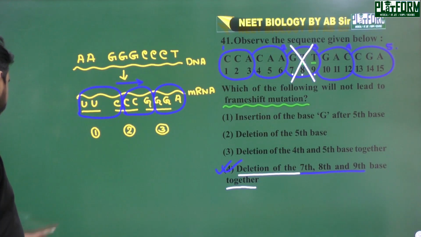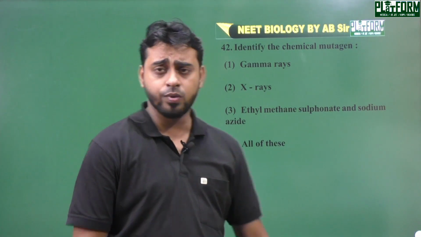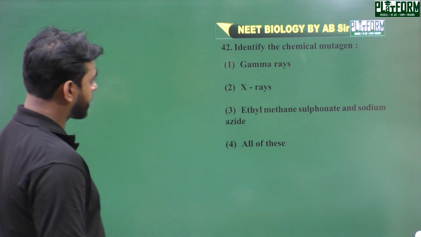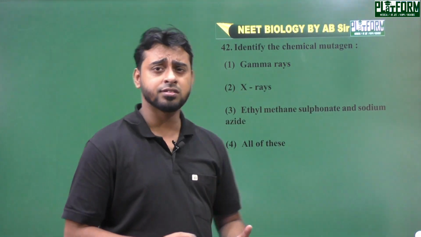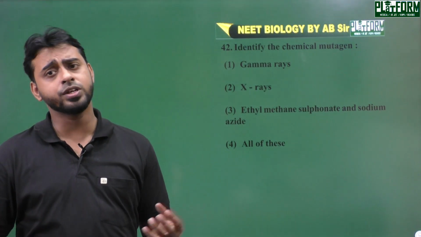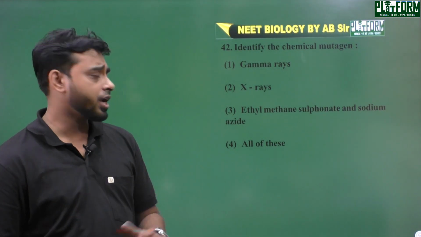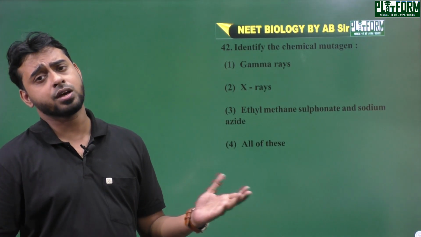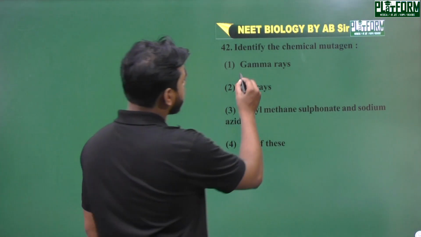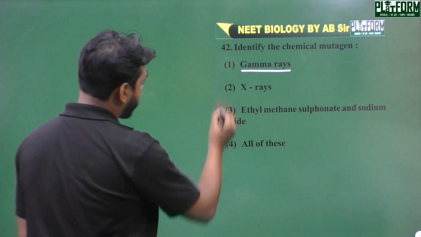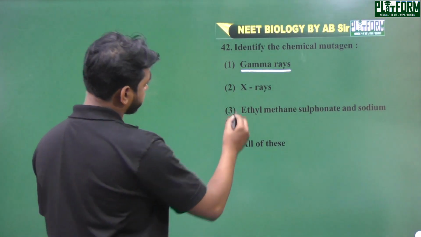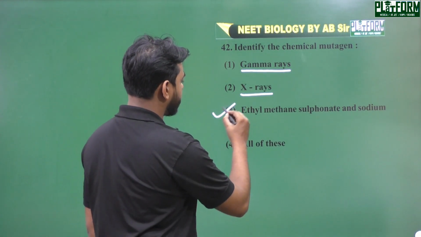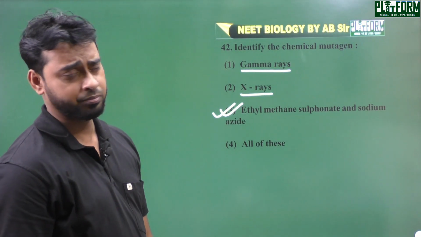Now move to our next question. This is another very simple type of question: identify the chemical mutagen. As I have already discussed, mutagens are the agents which cause mutation. There are several types of mutagens available. One is a physical mutagen and another one is a chemical mutagen. So here X-ray is an example, gamma ray is an example of the physical mutagen. X-ray is also a physical mutagen. So the chemical mutagen is option 3.